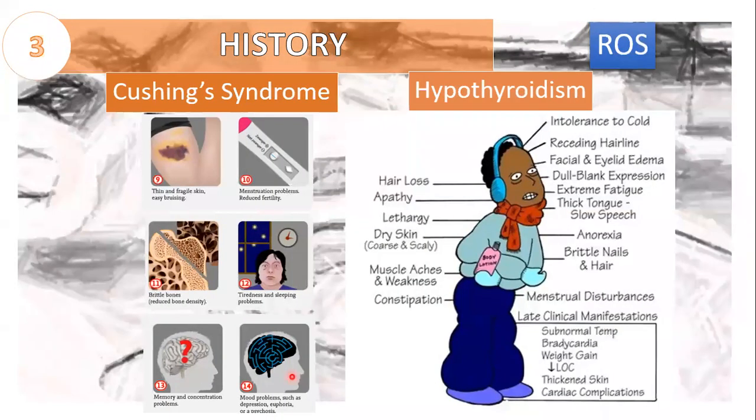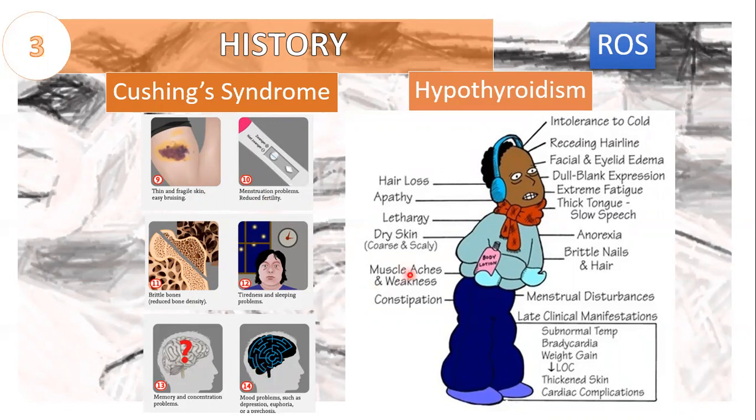We now go to the review of systems or ROS. Here are infographics that could help you remember the signs and symptoms that are classic presentation of these endocrine abnormalities. For Cushing syndrome, you could ask if the patient noted any easy bruising in his or her skin, menstrual abnormalities or infertility, joints or back pain. For brittling of the bones, ask if the patient gets easily tired and if he or she has insomnia. Patients with Cushing syndrome also experience memory and concentration problems, as well as mood problems like depression.